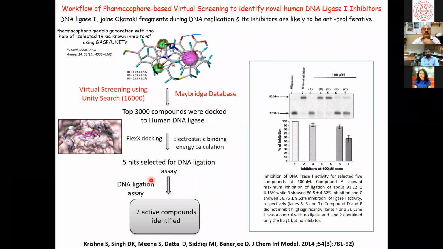and after screening, the top 3,000 compounds were docked to the human DNA ligase. Five were selected for DNA ligation assay, and finally two active compounds were identified to show very good DNA ligase inhibition activity in a biological assay.